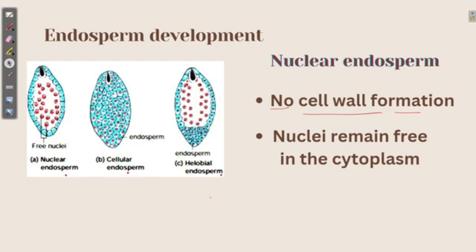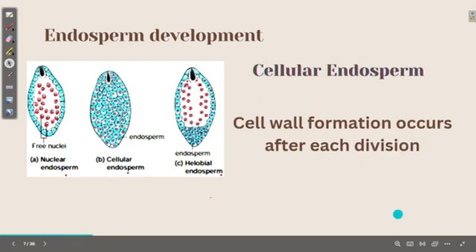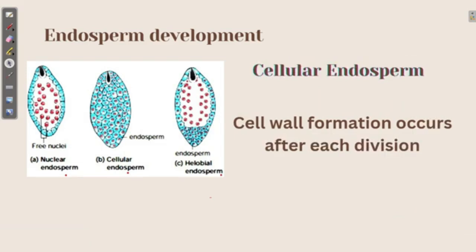So what is cellular endosperm? In cellular endosperm, cell wall formation occurs after each division. You can observe in this figure that after each division, a cell wall is formed, and it has taken the shape of a complete cell. So this kind of endosperm is called cellular endosperm. The kernel inside the coconut is an example of cellular endosperm.